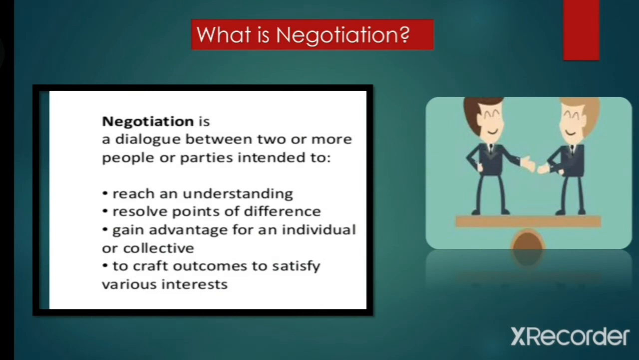Next is about negotiation. What is negotiation? Negotiation is a dialogue between two or more people or parties intended to reach an understanding, resolve points of difference, gain advantage for an individual or collective, and craft outcomes to satisfy various interests. For example, the deal or the sale between a car owner, that is a salesperson, and the person who is going to buy that car.